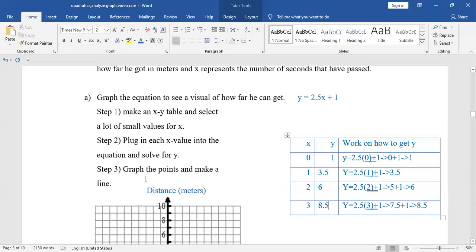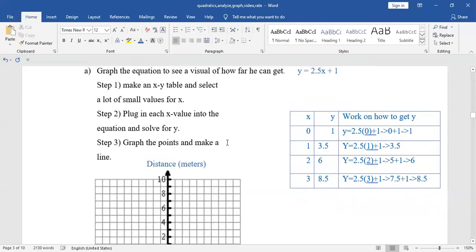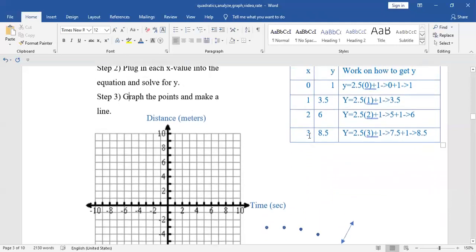So you should be able to do a better job on this problem and on other problems that you build your practice with. All right. So that was step 2 that I just did, plugging in each X value into the equation and solving for Y. So step 3 is to graph the points and make a line. So I'm going to go ahead and graph these points and make a line with them.